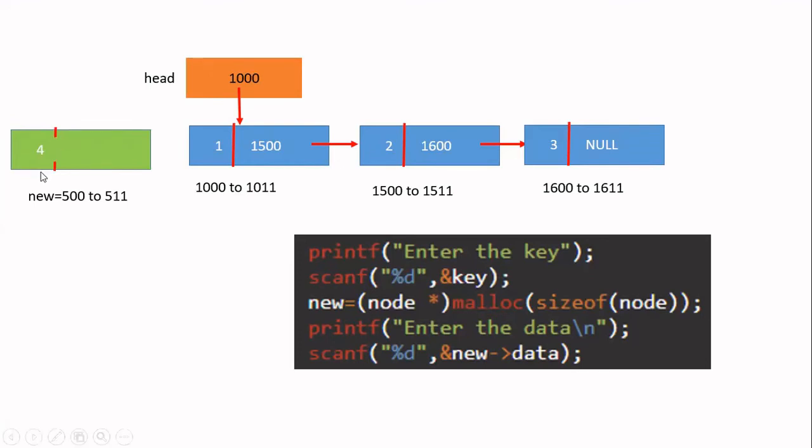Suppose if I say insert this new node after 3, this new node will be the last node. But if I say insert the new node after 1, this new node will not be the last node. So you don't know whether this new node will be the last node or not. So I'm not storing anything in the pointer value, that is, in the next field. Now, let us see the remaining steps.